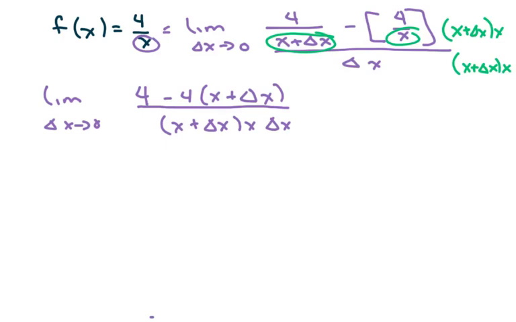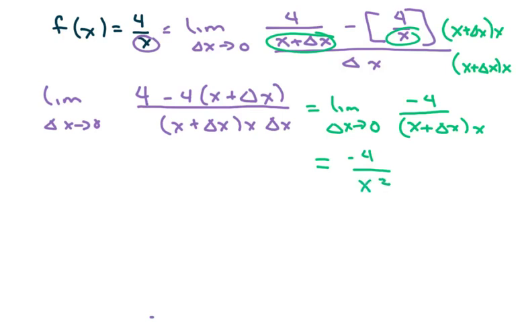All right, and then cleaning that up, we're going to get this equals the limit as delta x approaches 0, and that's going to be negative 4 over x plus delta x times x. And when you plug in 0, you're going to get this equals negative 4 over x squared.